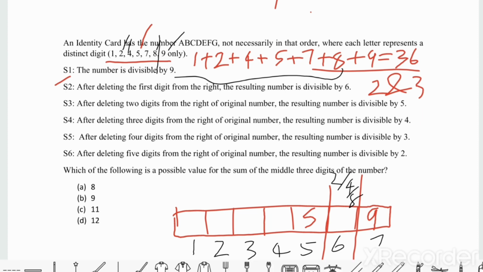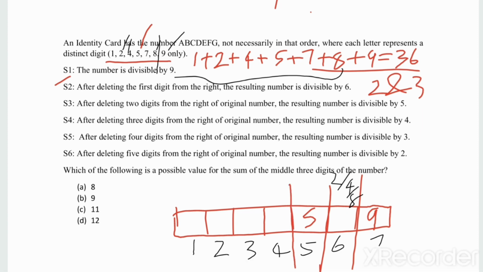Then, see the fourth statement. After deleting 3 digits from the right of original number, the resulting number is divisible by 4. To be divisible by 4, the last 2 digits should be divisible by 4. So last 2 digits should be divisible by 4 means the last digit should be an even number.